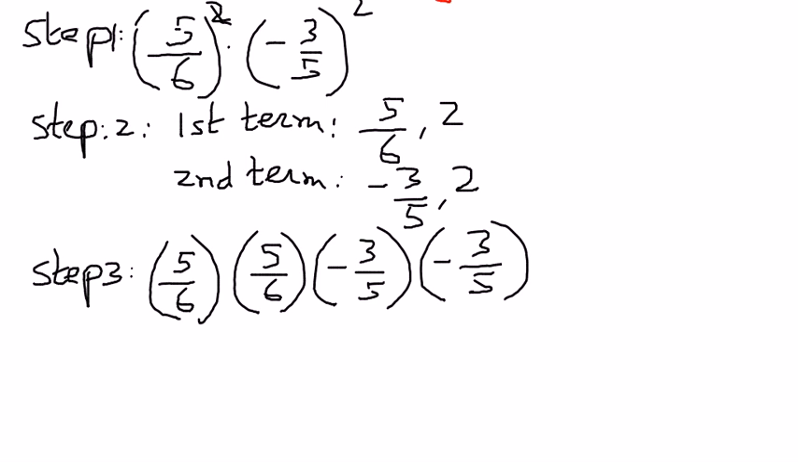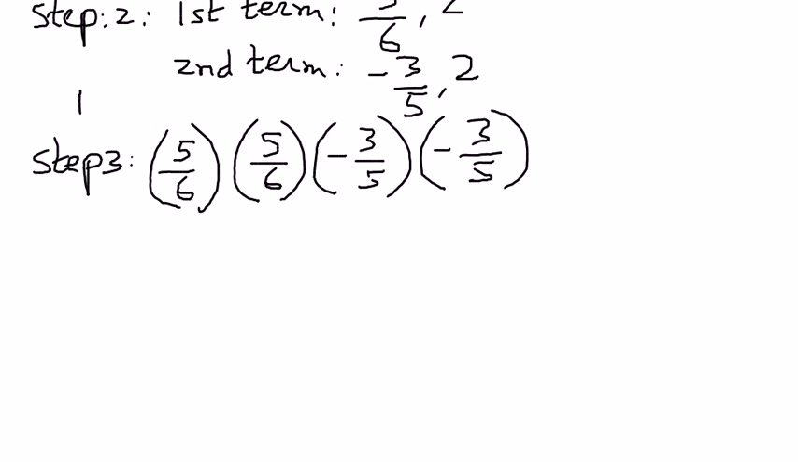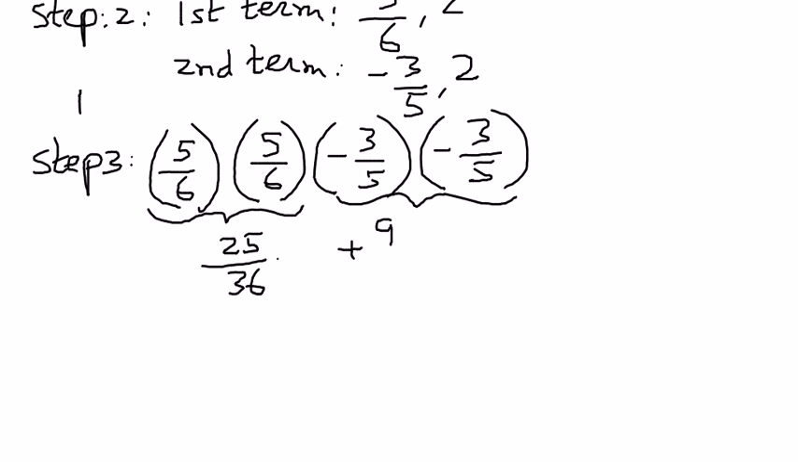Now it is just a matter of simplifying the math. When we do that, we're going to multiply the numerators and multiply the denominators, taking 2 fractions at a time. 5 times 5 is 25, divided by 6 times 6 is 36. Then we take the other fractions: negative times negative is a positive, 3 times 3 is 9, divided by 5 times 5 is 25.